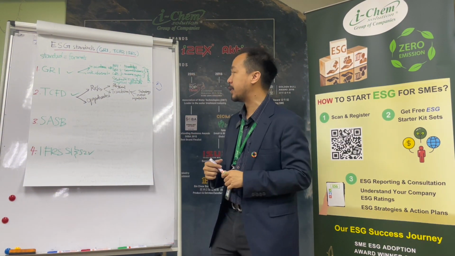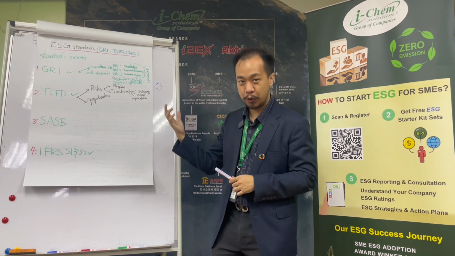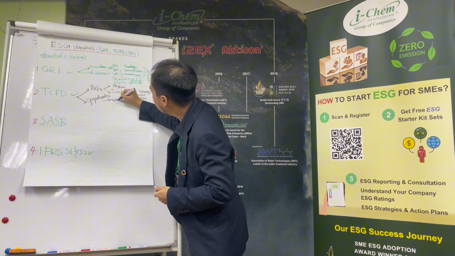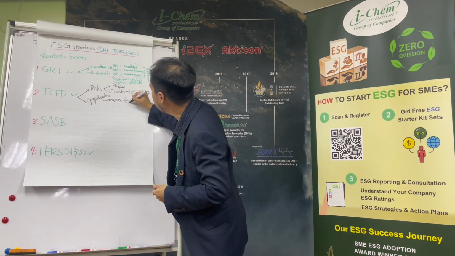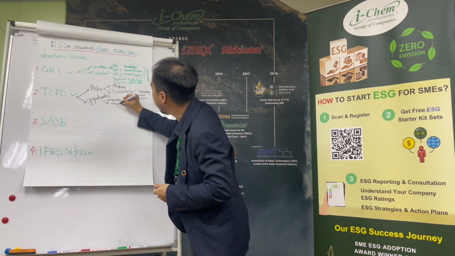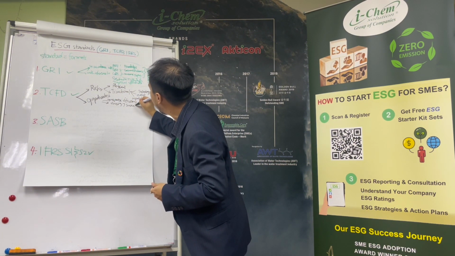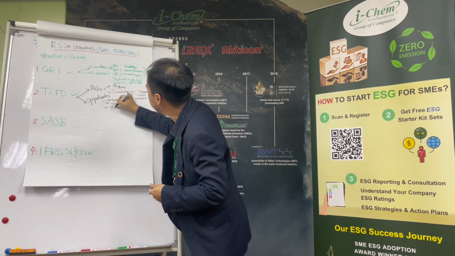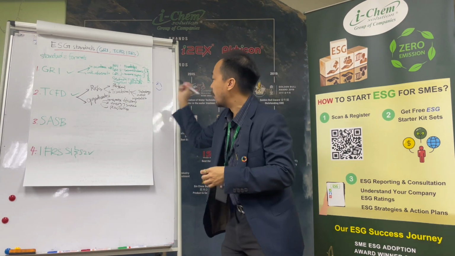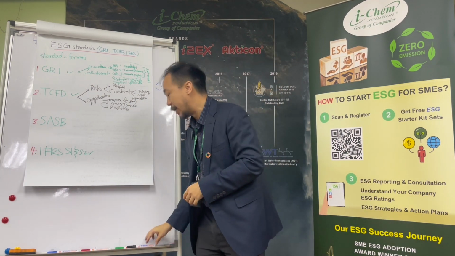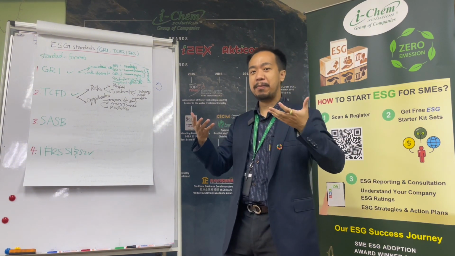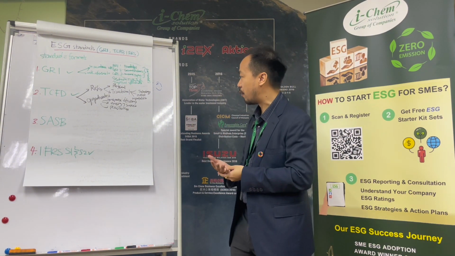In TCFD reports, you need to report your ESG opportunities, such as resource efficiency, such as energy source, such as resilience. All right, so you've got to report how your company is capitalizing on the opportunities to better your company and its products and its services and offerings.